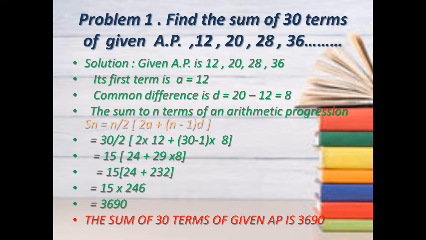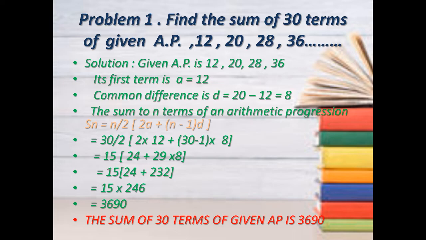Therefore, 15 into 24 plus 232 is 246. Therefore, 15 into 246 is 3690. So the sum of 30 terms of the given arithmetic progression 12, 20, 28, 36 is 3690. Next, we have perfectly understood all the details of arithmetic progression: what is an arithmetic progression, the general form of an arithmetic progression, the nth term of an arithmetic progression, and the sum of n terms of an arithmetic progression. We have perfectly understood everything.